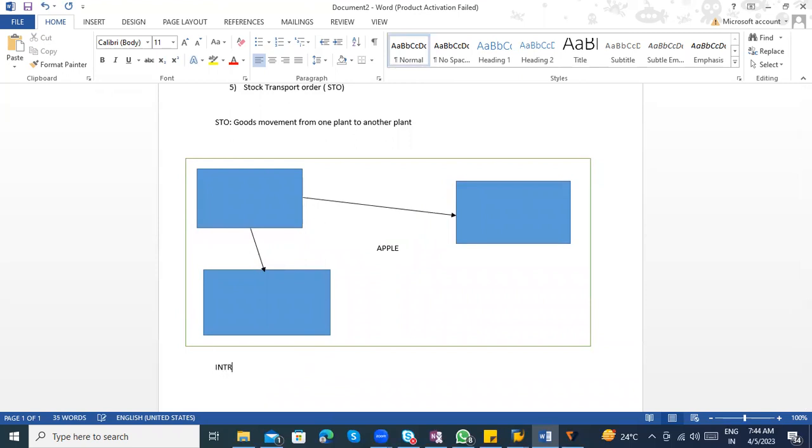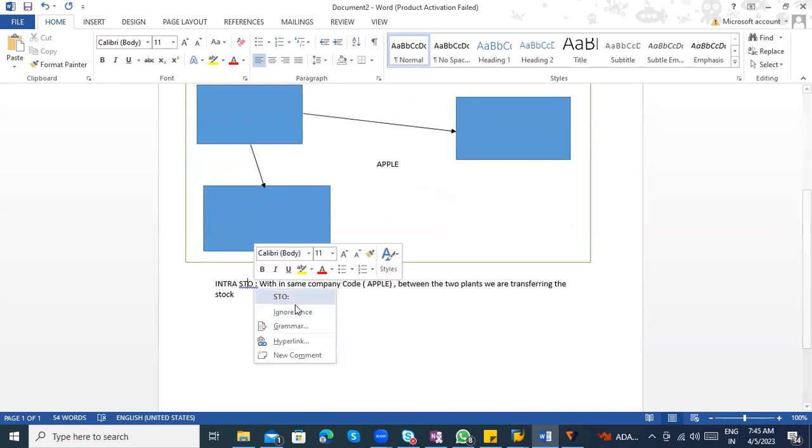So when we are doing intra STO, what do we mean by intra STO? Within the same company code. Company code is nothing but Apple. So within the same company code, between the two plants, we are transferring the stock.